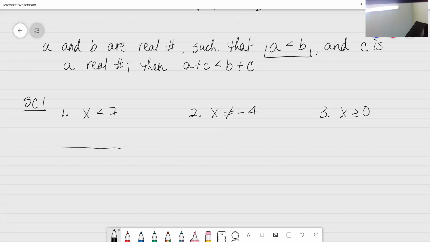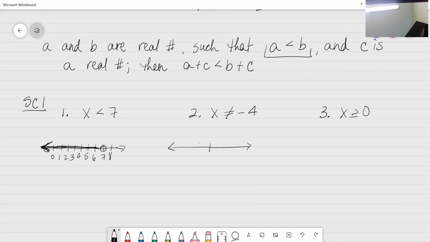All right, so for number 1, graph x is less than 7. I'm going to make this an 8, 7, 6, 5, 4, 3, 2, 1, 0. All right, so if x is less than 7, that means it starts there, but it does not include it. So we do an open circle at 7, and then we draw our arrow all the way down to any number smaller than 7.